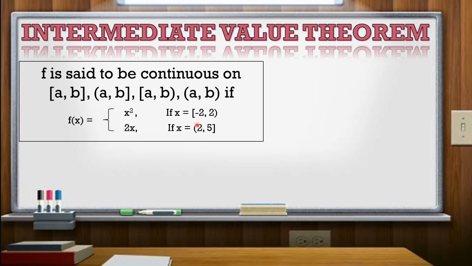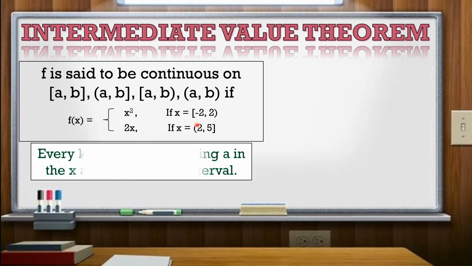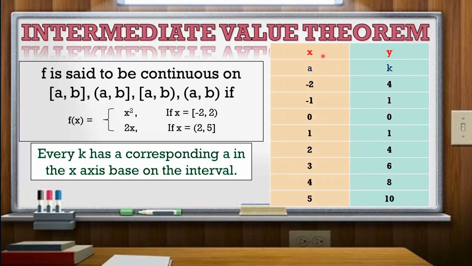So sabi kanina, every k has a corresponding a in the x-axis based on the interval. So dito gagamit tayo ng table of values, okay? Na kung saan meron tayong values for your x's and values for your y. So for the value of x, we have your values of your a na nasa interval natin. Ito, yung mga a nito. And yung y po natin, these are values of your k. So bawat value ng y natin, corresponding a in the x-axis value based on the interval.